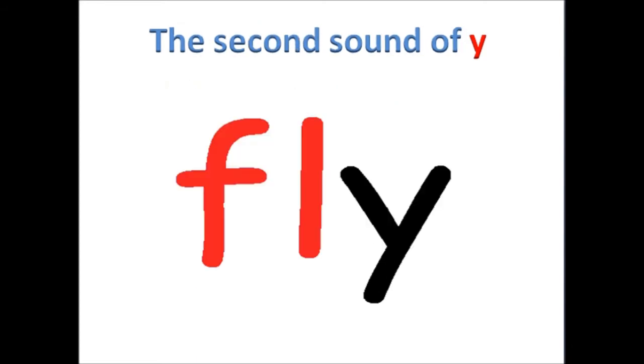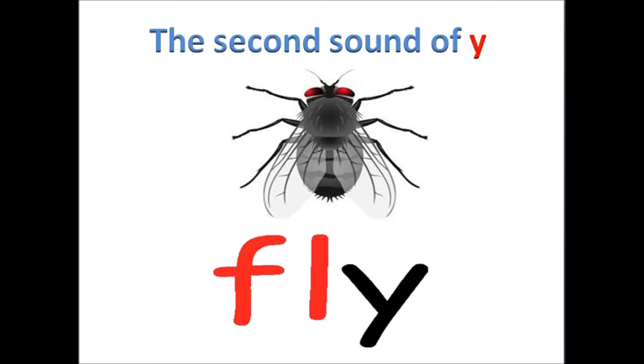Now, let's look at the second sound of letter Y. And that sound is I. So let's sound out some words with the I sound of letter Y. F, l, I. Put the sounds together. Fly. Our word is fly. And here we see a fly.